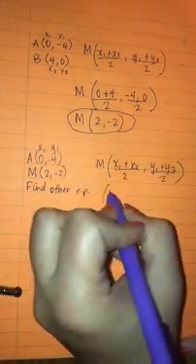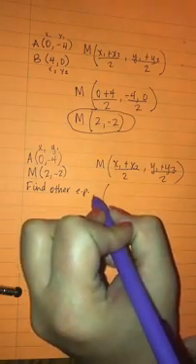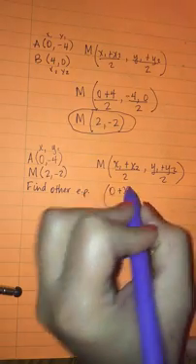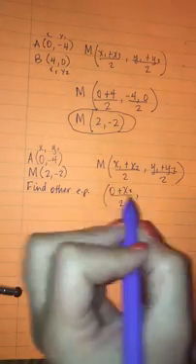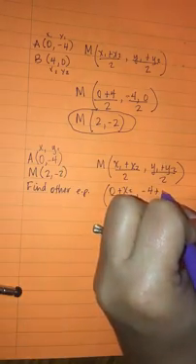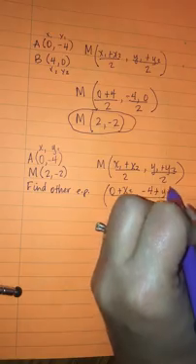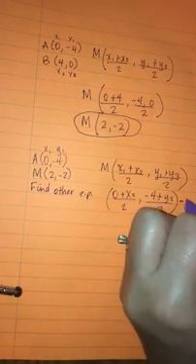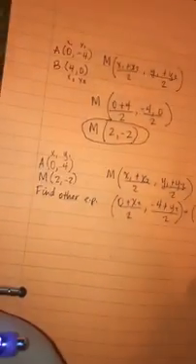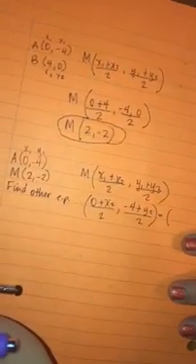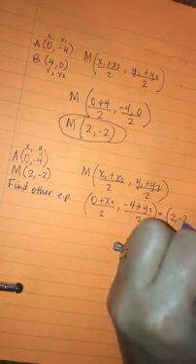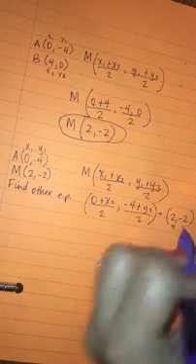So I'm going to plug in my x1 value. 0 plus x2 divided by 2, and then my y1 value, which is negative 4, plus my y2 divided by 2, and I'm going to set that equal to my midpoint because this is the midpoint formula. And we've already been given what the midpoint is, and that is 2, -2. That's my x, that's my y.